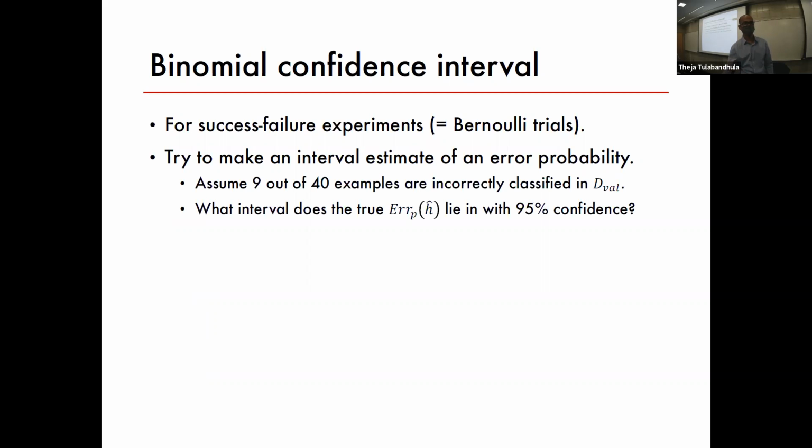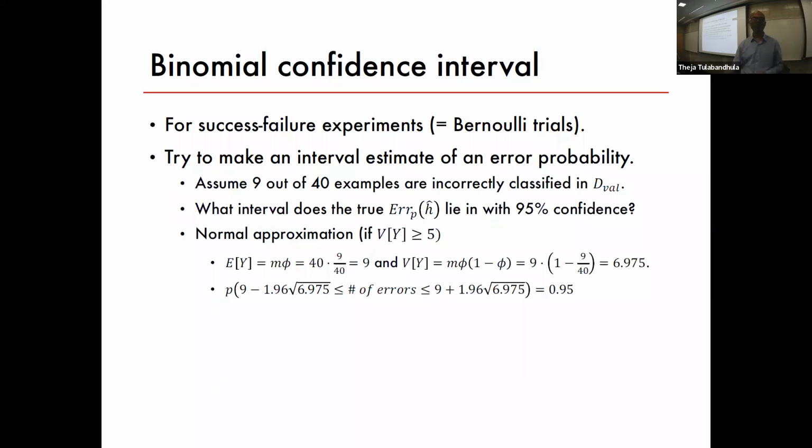So how do we do that? Let's say we slightly change the example here. Instead of 10 errors out of 500 examples, let's say there are 9 errors out of 40 examples. Then the question is, what is the interval within which the true error lies with 95% confidence? Okay, that's the interval question.